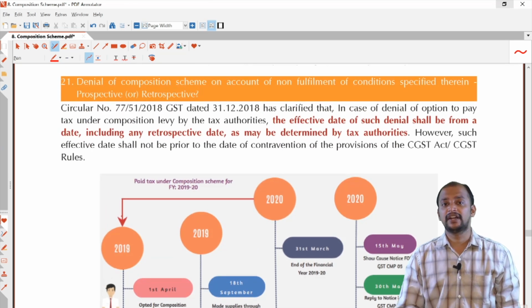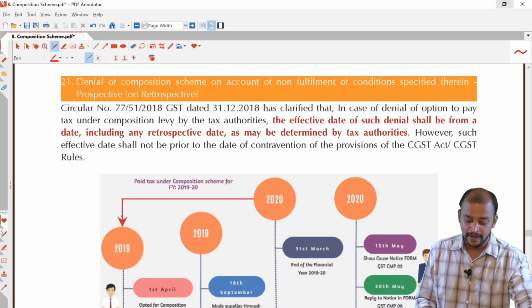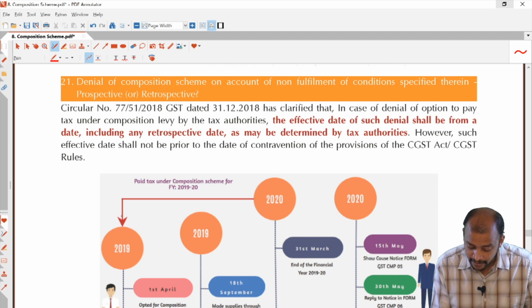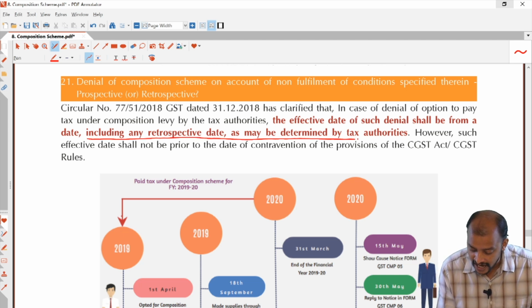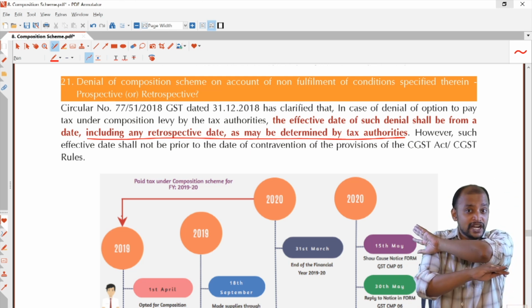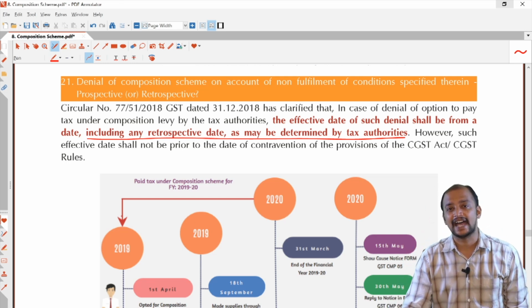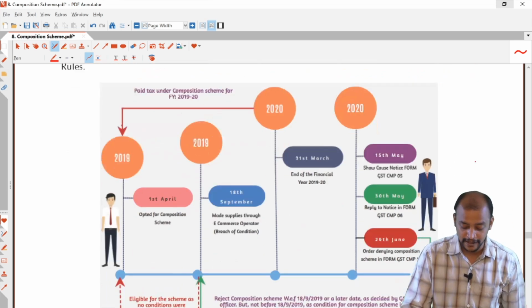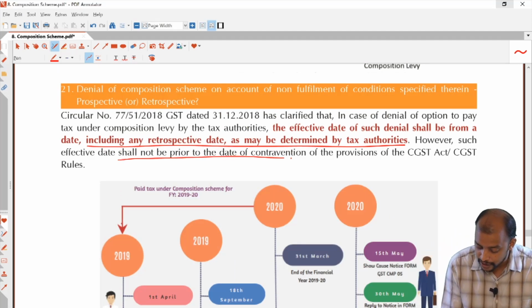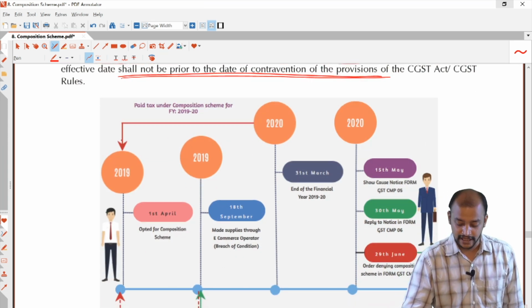Therefore, this is clarified through a circular. In case of denial of the option to pay tax under the composition levy by the tax authorities, the effective date of such denial shall be from a date, including any retrospective date, as may be determined by the tax authorities. However, such effective date shall not be prior to the date of contravention of the provisions of the CGST Act or SGST Act or rules, as the case may be. So, not prior to the date of contravention. This example will give you the clarity.